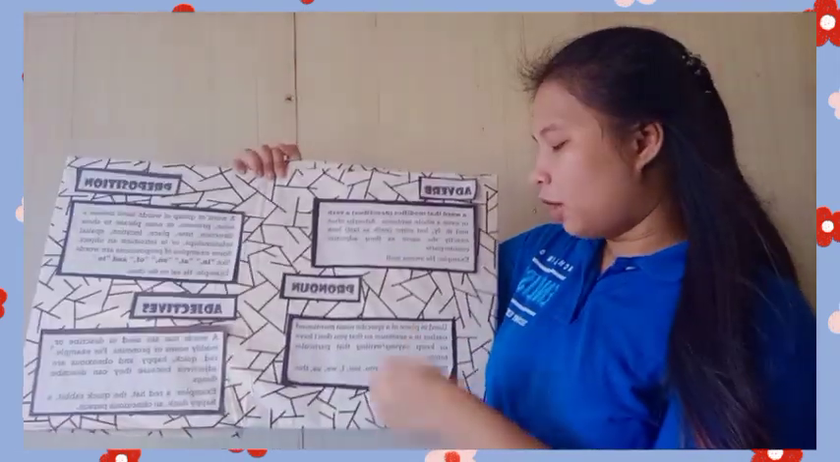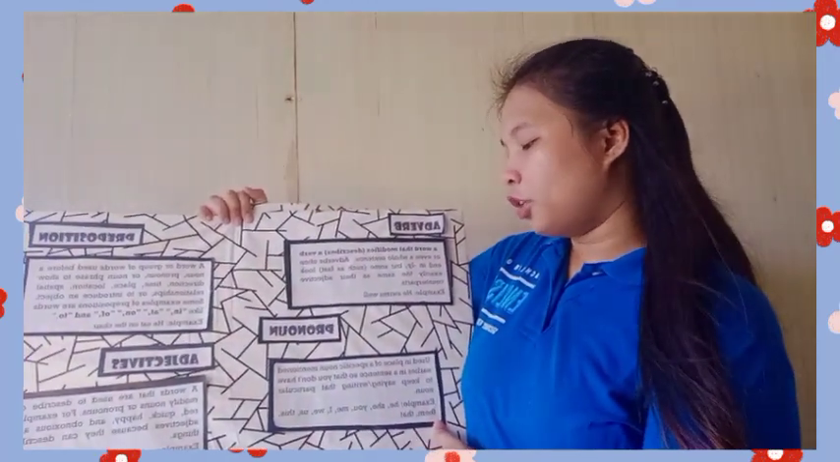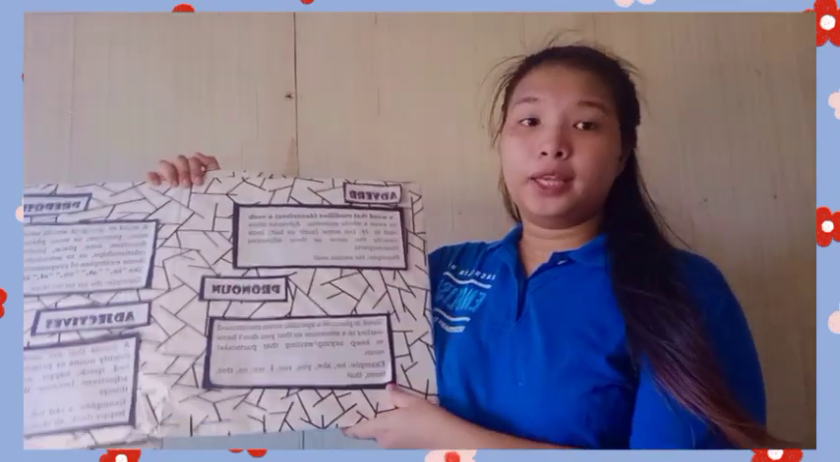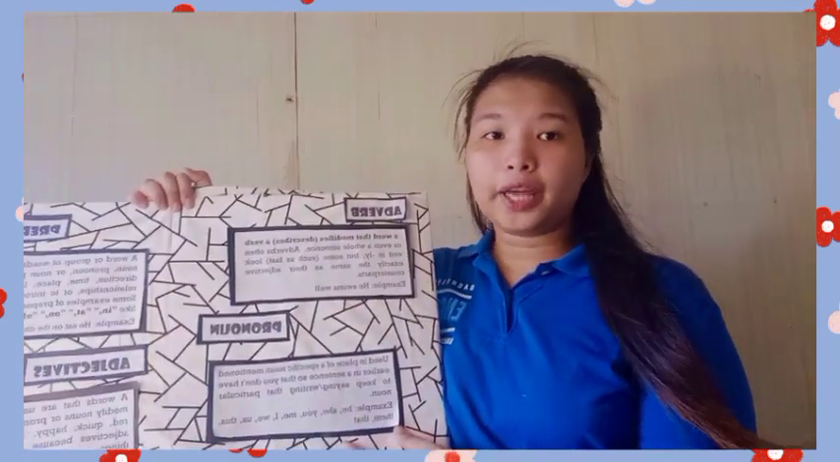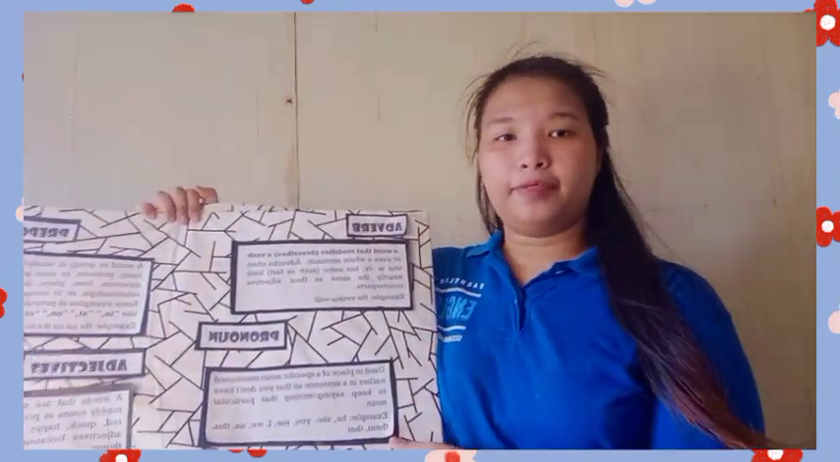Pronoun. Pronoun is used in place of a specific noun mentioned earlier in a sentence. You don't have to keep saying or writing a particular noun. For example, he, she, I, we, us, this, them, and that.